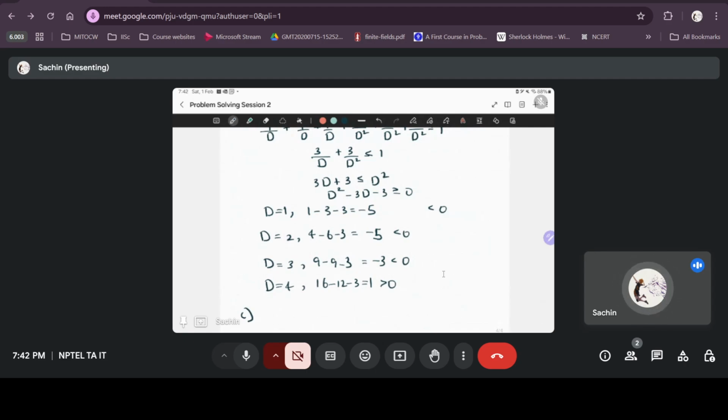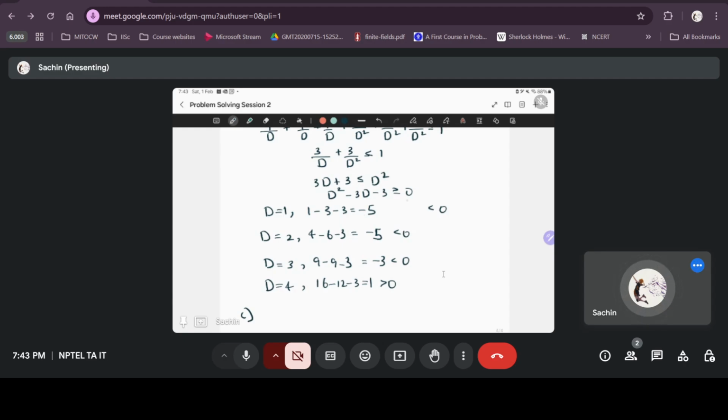Or if you don't want to do trial and error, if you're able to split this into factors, so here there are no easy factors, but in case you had something like d square minus d minus 2 or something like that, then you could split that into d square minus 2d plus d minus 2, d plus 1 and d minus 2 greater than or equal to 0, and then you can analyze the graph of that and find for which values that inequality holds.